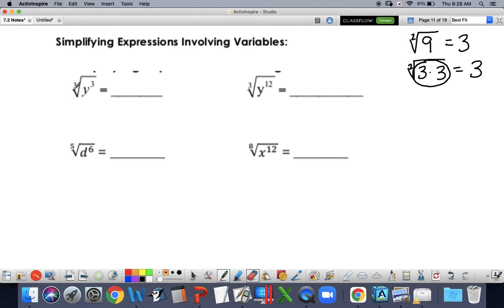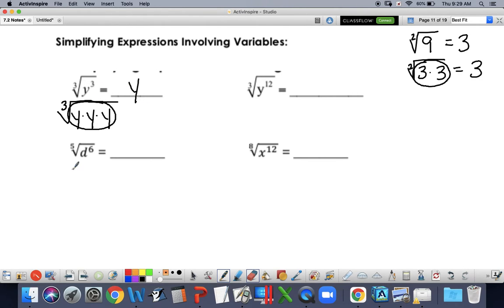Now I have the cubed root of y cubed. If I want to write it out in the same way, I have y times y times y. My root, my index value here, tells me how many of the variable I need in order to bring one out. Since my root is 3, I need 3 y's in order to bring one out. And since I don't have any extra y's under the radical, my answer is simply that. The cubed root of y cubed is y.